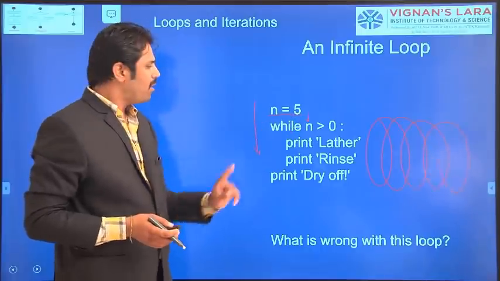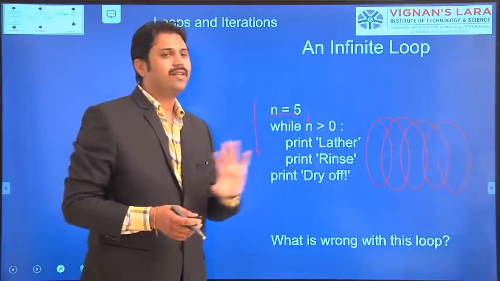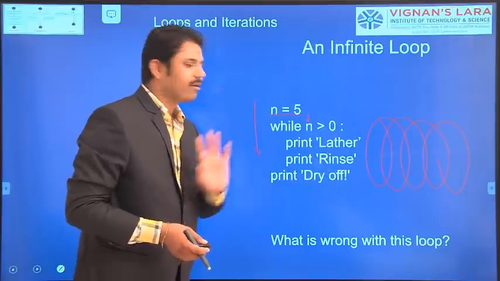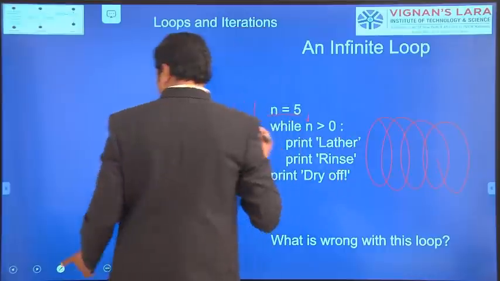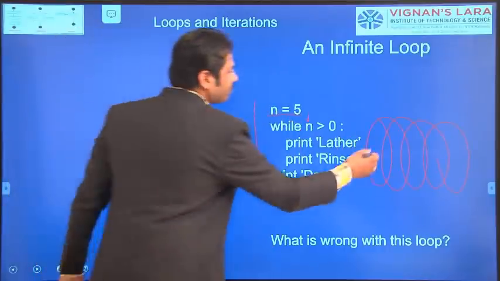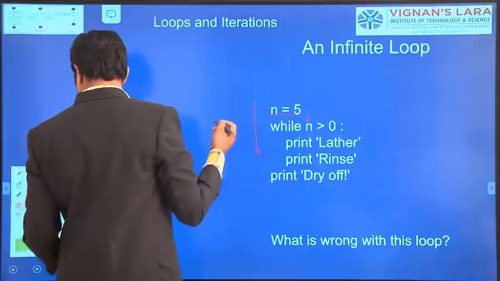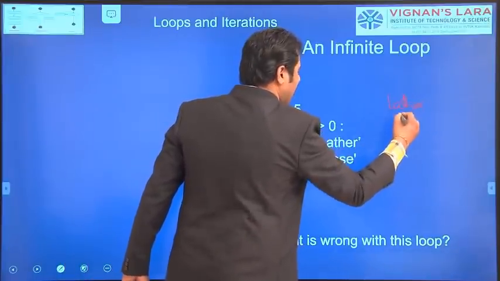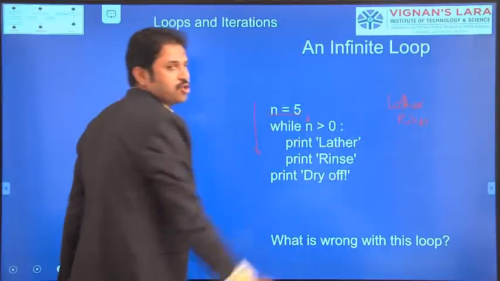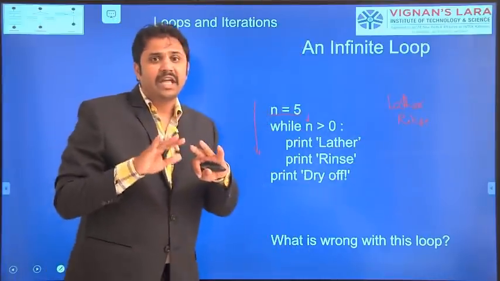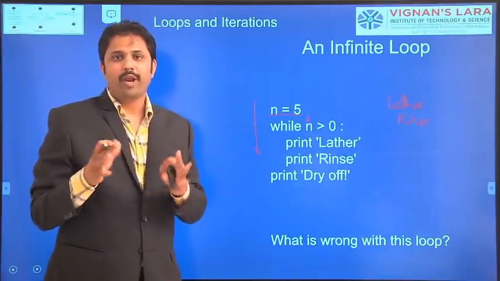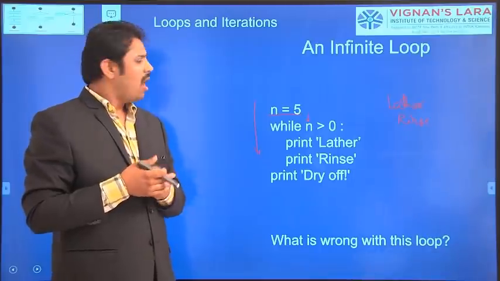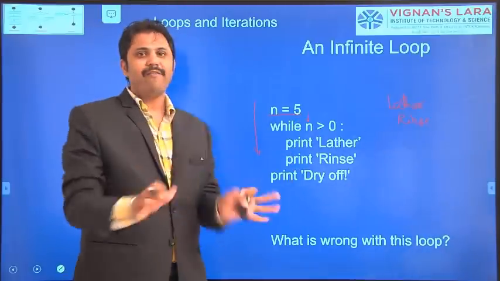For example, first iteration: 5 is greater than 0? Yes, 5 is greater than 0. So it prints leather and rings for the first iteration. Next, we have not decremented the n value, as in the previous case. Again, n value is 5 only.